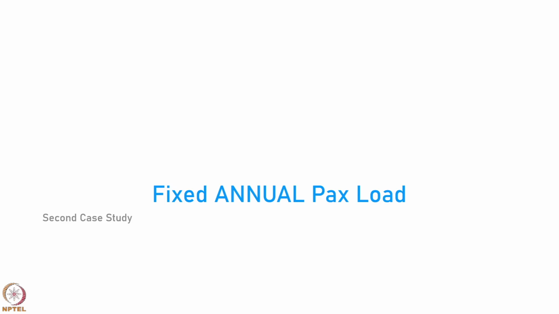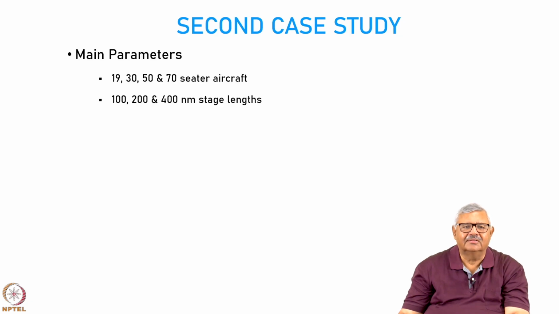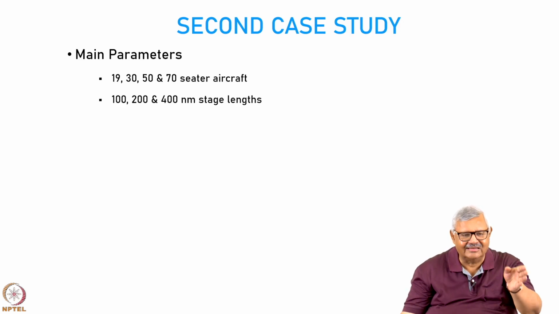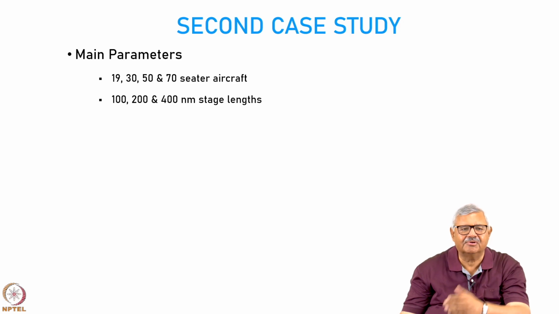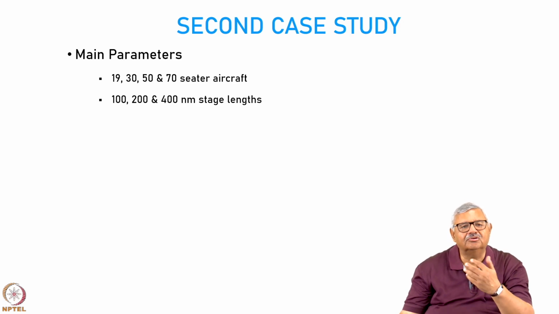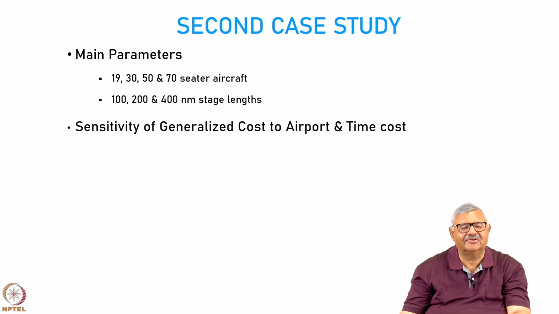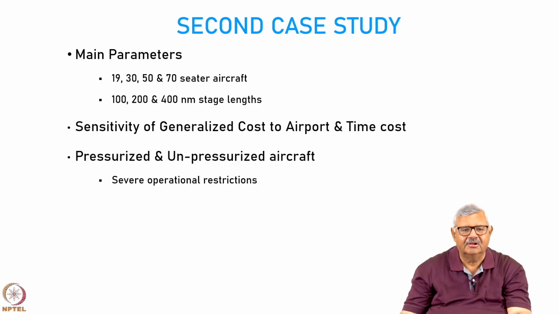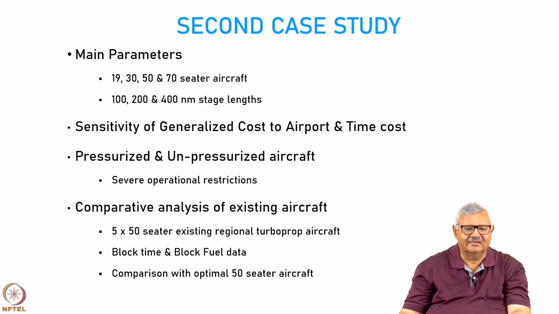Now, let us look at the second case study. Here we are looking at fixed annual passenger load and we are looking at the difference because of stage length and because of the aircraft capacity. Here I have rationalized the flight capacity to 19-seater, 30-seater, 50 and 70-seater because this is the kind of passenger capacity that you normally see in aircraft, but I have looked at constant demand and varying stage lengths. So, here we want to look at the sensitivity of generalized cost to airport and time cost. We will also look at pressurized and unpressurized aircraft because when you make the aircraft unpressurized, you have severe restrictions on the descent rate.